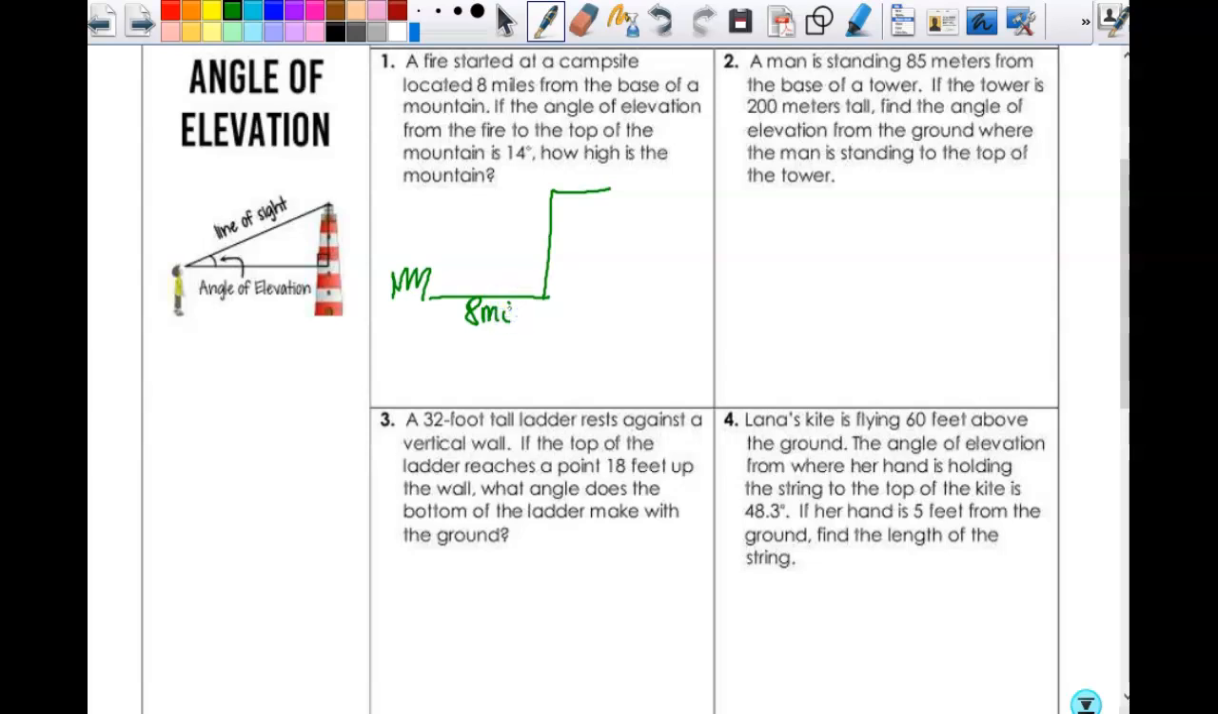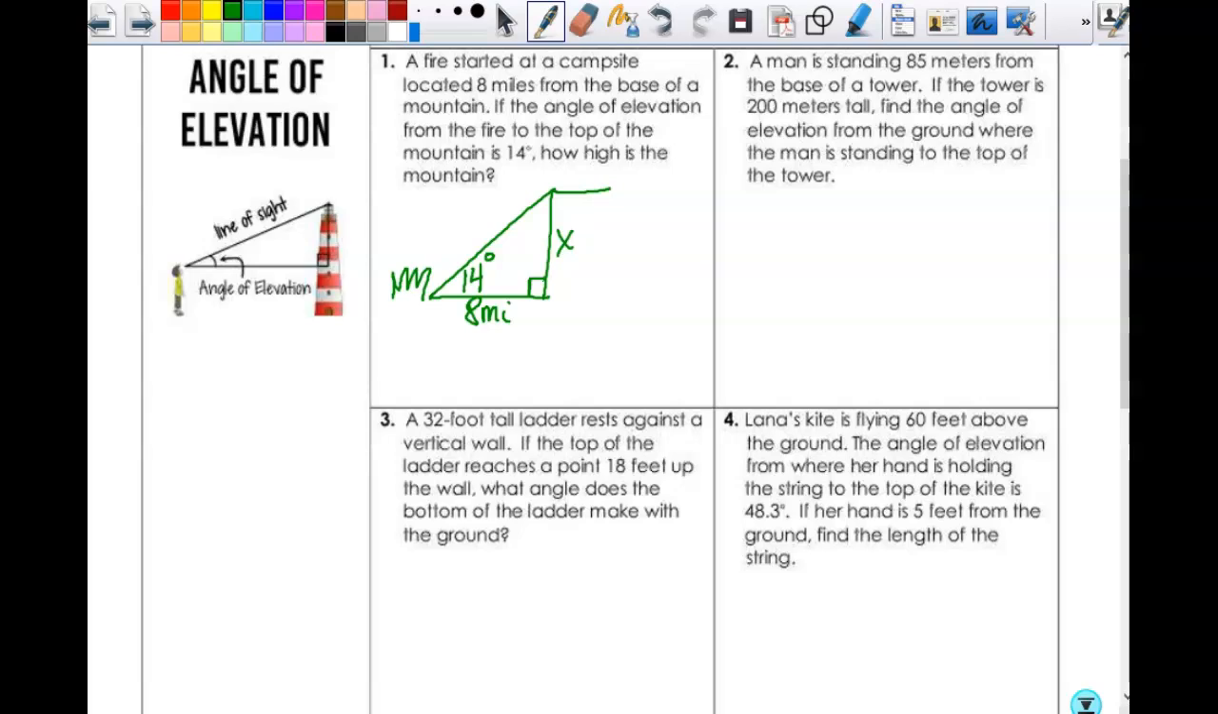And the angle of elevation from the fire to the top of the mountain is 14 degrees. Angle of elevation and depression always has to have one side of the angle that's a horizontal line. So that would be my ground. Angle of elevation here is 14 degrees. And then how high is the mountain? So this is my X right there. And there you go. Okay? So it is a big 14 degrees. They don't have to be to scale. They just got to be something you can label and use.